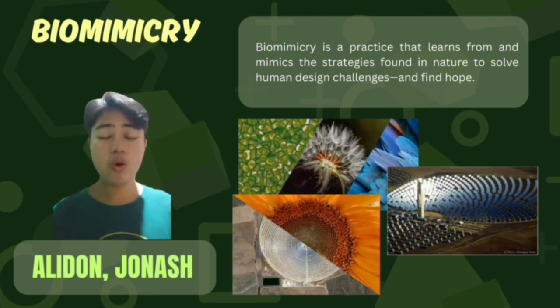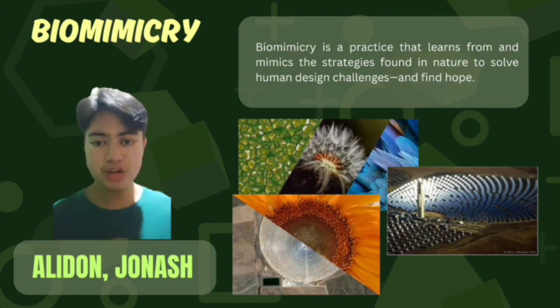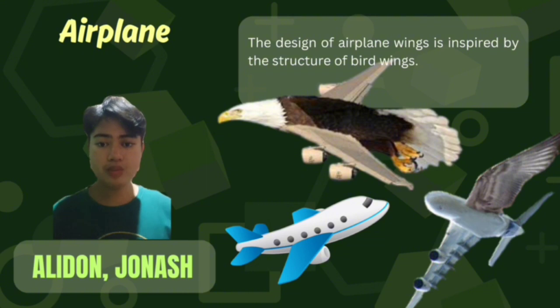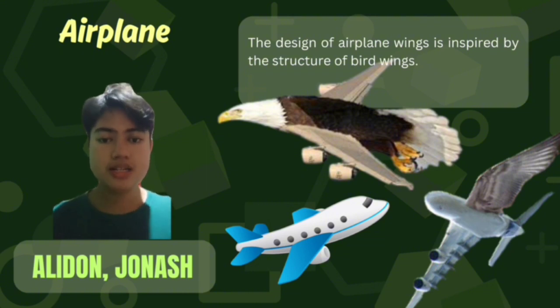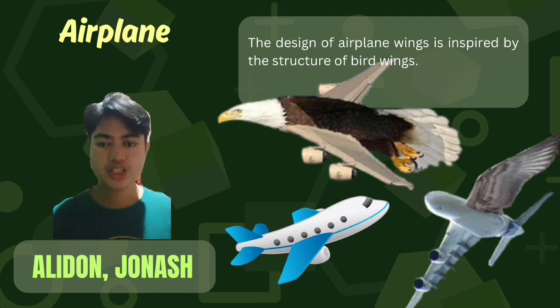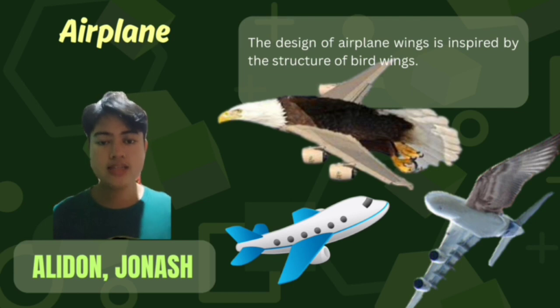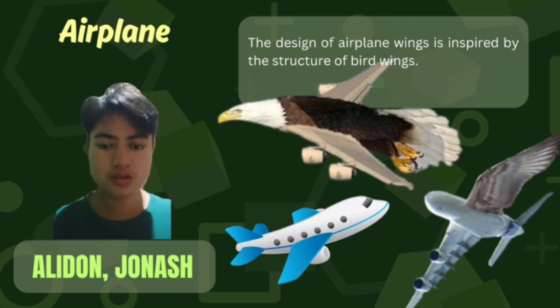Have you ever wondered why airplane wings and eagle wings are very similar, and how humans replicate these to meet their needs? Well, the best term to define that is biomimicry. The first one is airplane wings. The design of airplane wings is inspired by the structure of bird wings. By studying the shape and movement of birds, engineers have developed more efficient and aerodynamic wing designs for airplanes, resulting in improved fuel efficiency and performance.